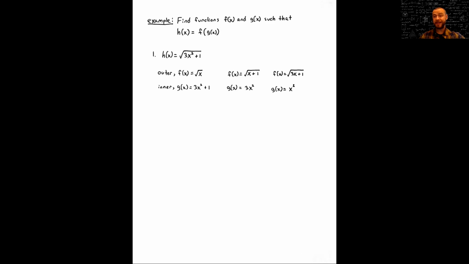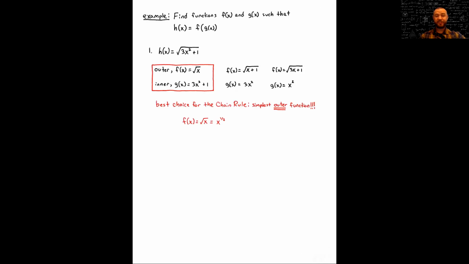All right, now between those three pairs of functions, in order for us to apply the chain rule, we're going to want to identify the choice with the simplest outer function. If you take a look at those three pairs of functions, just the outer functions, f of x goes from square root of x to square root of x plus 1 to square root of 3x plus 1. All those pairs, in order, the outer function is gradually getting more complicated.